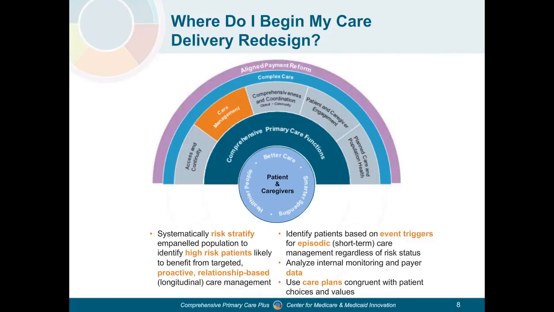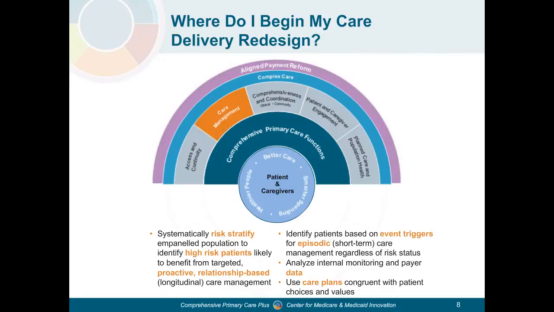So the second function is care management. Care management for high-risk, high-need patients is really a hallmark of comprehensive primary care. Within this function, practices are asked to identify their high-risk patients and high-need patients and provide care management support to the identified population in one of 2 ways. The first is systematically risk stratifying your populations to identify the high-risk patients most likely to benefit from targeted, proactive, relationship-based care management. This kind of care management is called longitudinal care management.